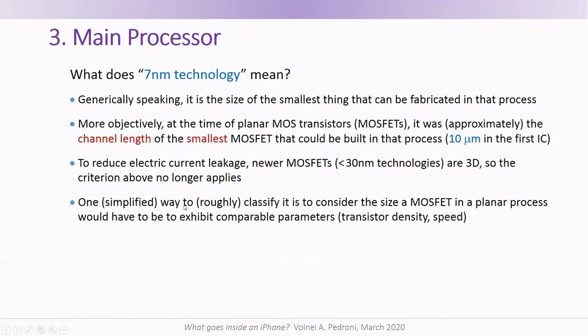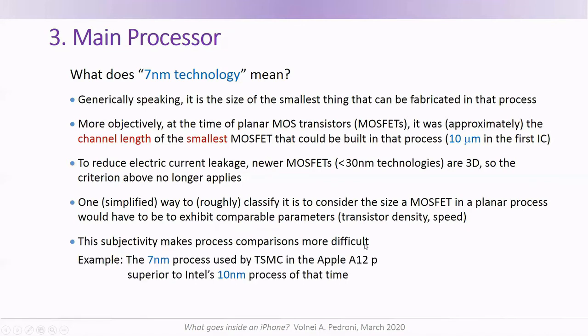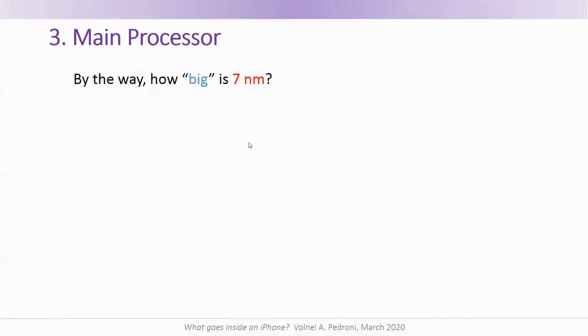One very simplified way to classify a process is to consider the size a MOSFET in a planar process would have to be to exhibit comparable parameters like transistor density and speed. This subjectivity obviously makes process comparisons more difficult. For example, the 7 nanometer process used by TSMC in the A12 processor in 2018 was not truly superior to Intel's 10 nanometer process of that time.